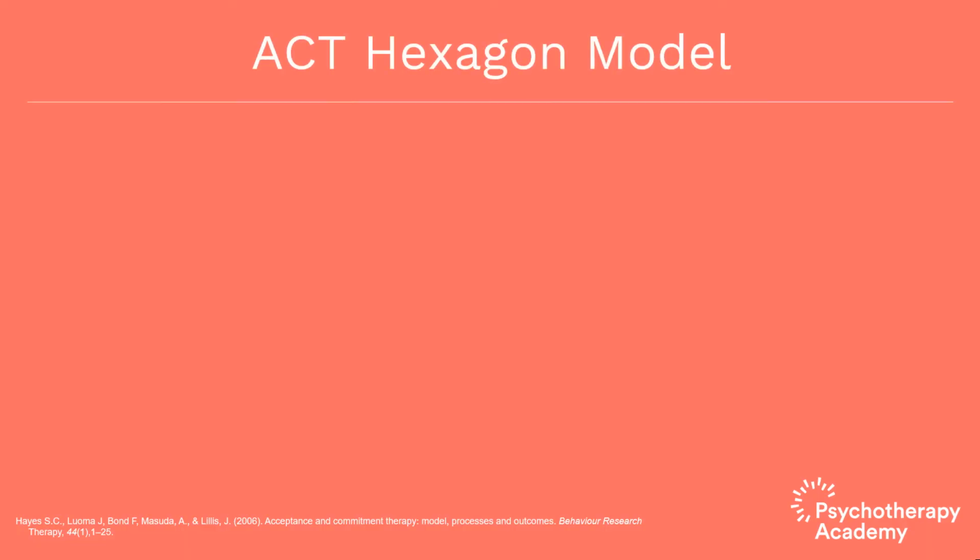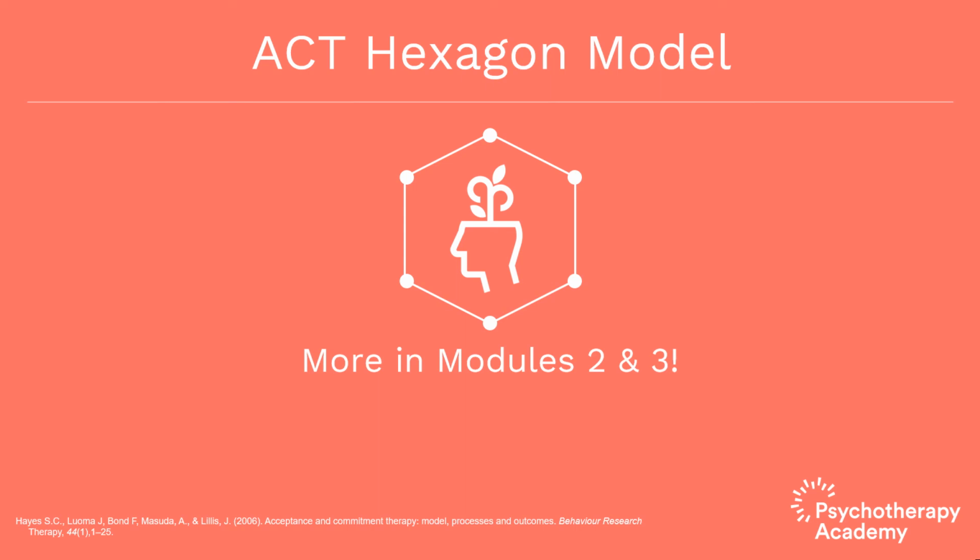In Module 2 and 3, we will introduce the 6 essential components from the ACT Hexagon and bring them all together to show how they facilitate each other in order to accelerate psychological flexibility. I thank you very much for completing Module 1 of Demystifying ACT.